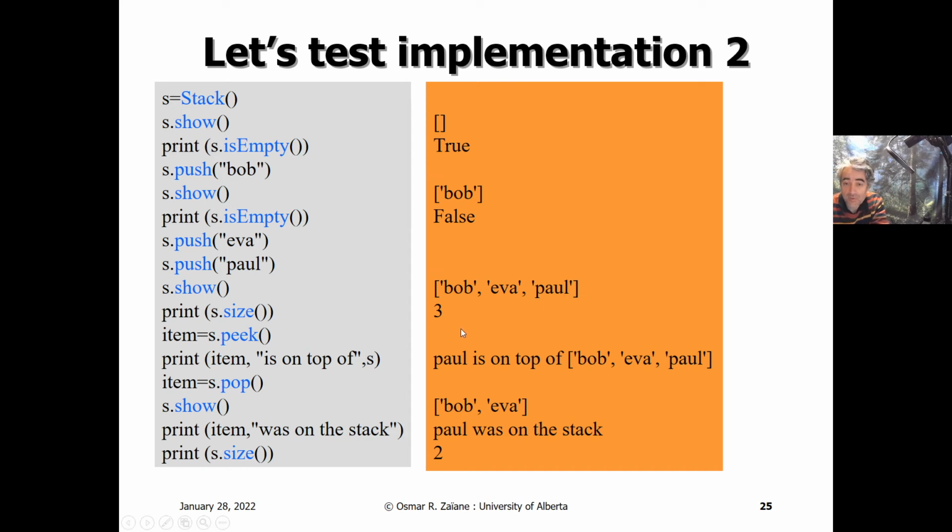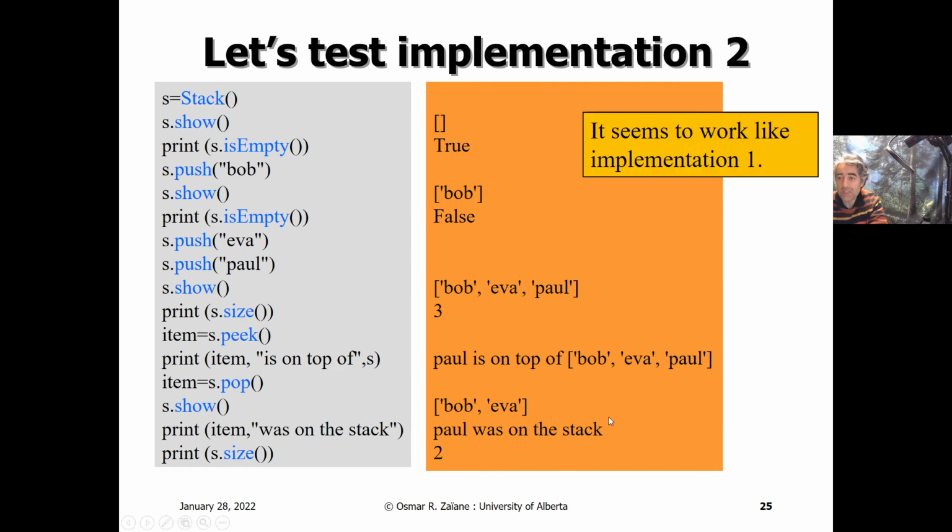But the size works. When I peek here, it didn't return Bob. It peeks at the right place, Paul, and says Paul is on top of this list. So it seems to work as I intended it to do, because when I pop here, the item that is popped is Paul. So it is popping from the end, which is the top. So I'm happy with this. It seems to work like implementation 1.